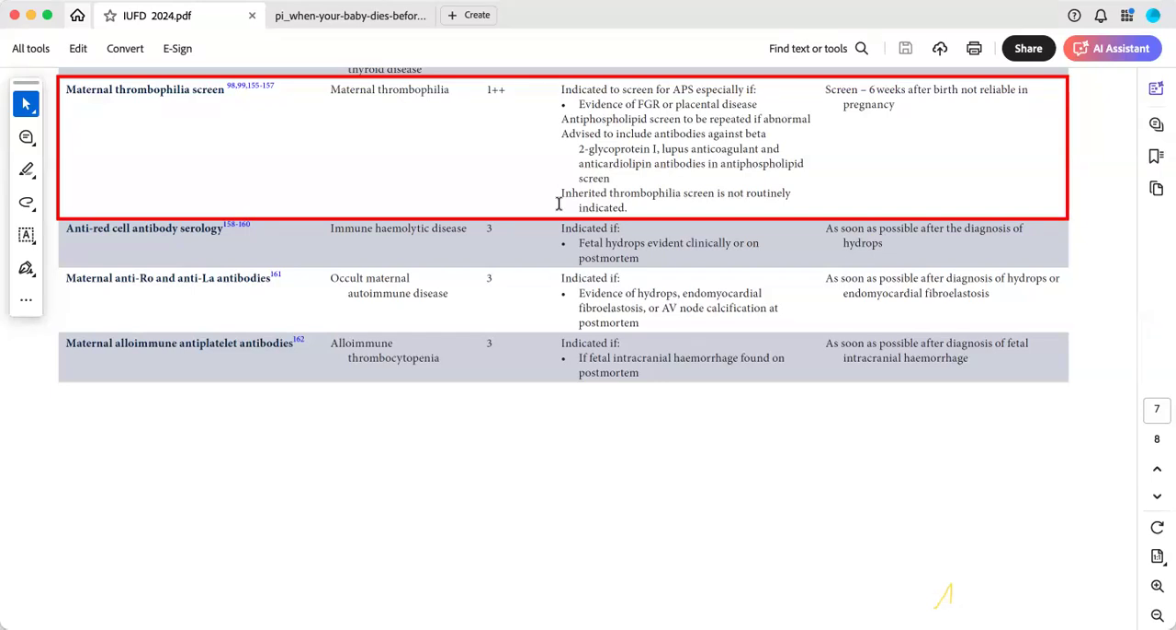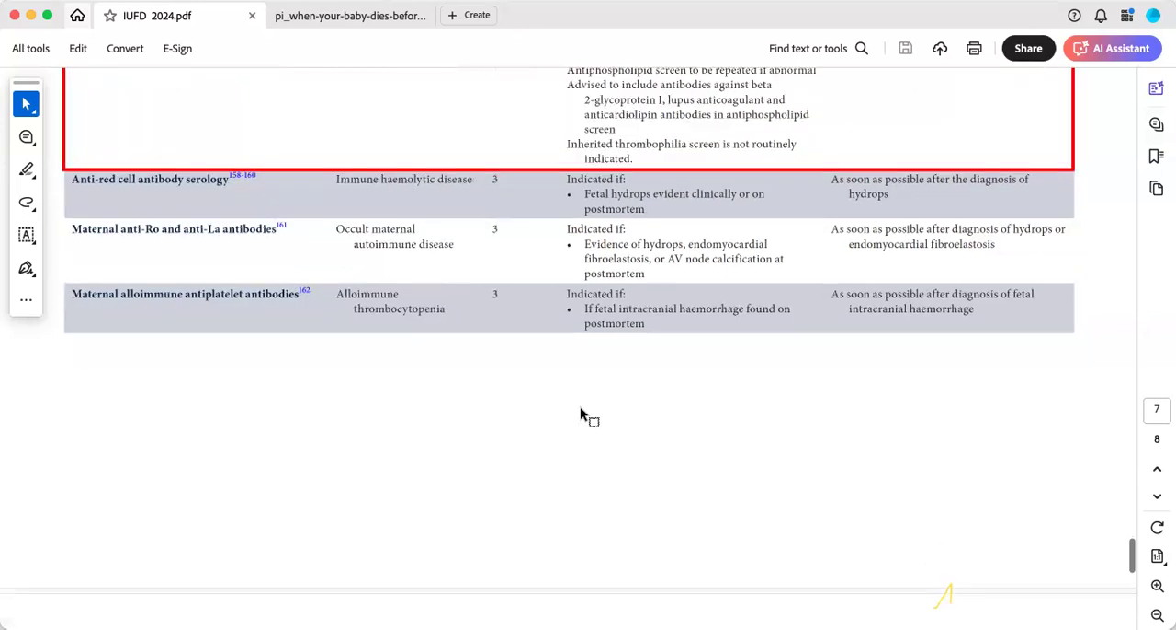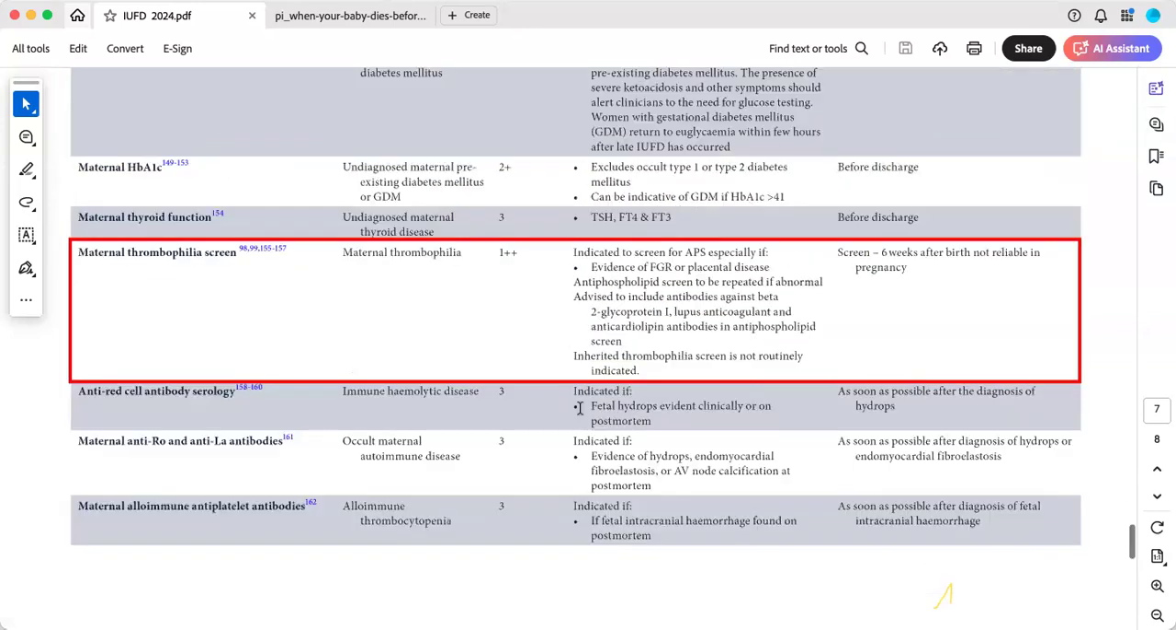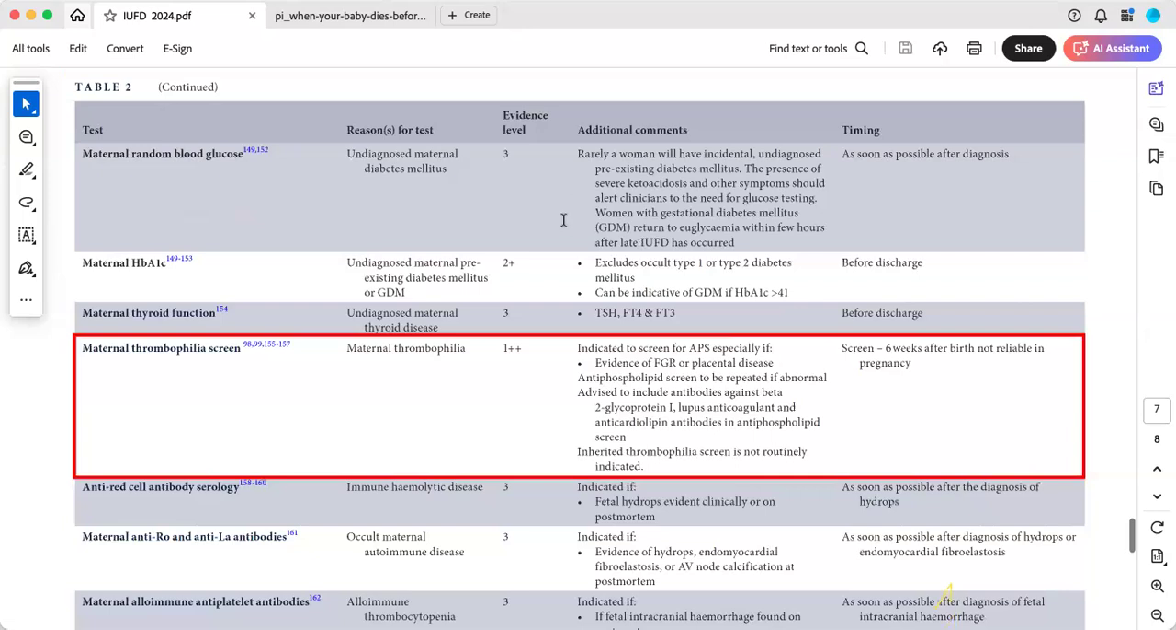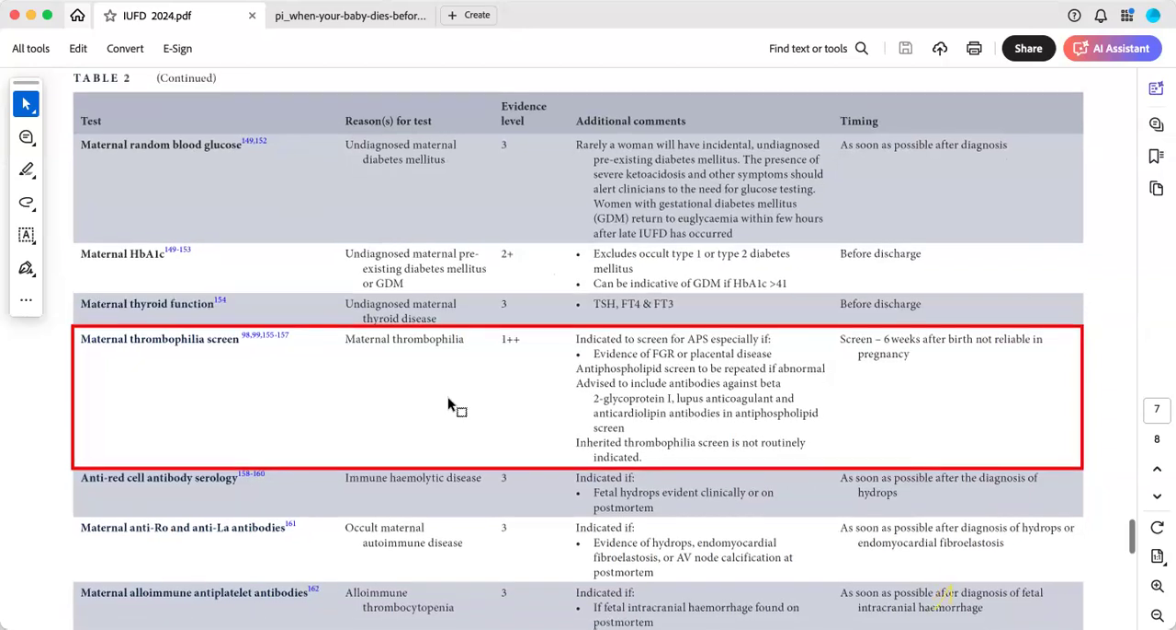Maternal alloimmune antiplatelet antibody, okay, indicated if there is fetal intracranial hemorrhage found in the postmortem. So this is indicated testing, right? So for the testing that has an indication, you need to know for each test what the indication is to do it. Some cases, okay, when we say this is for all, right?